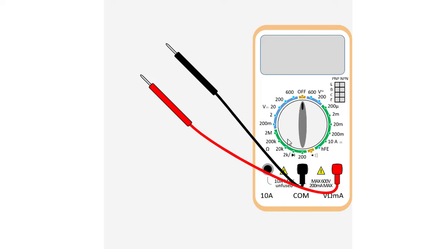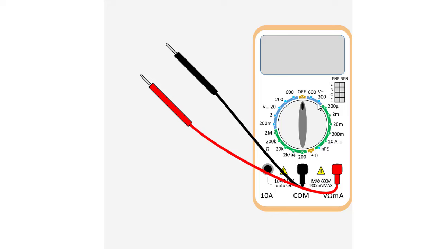In this video, we will see how we can use a multimeter. So this is a multimeter and these are the two probes of this multimeter. And this is a knob or rotating switch, we can say. So here currently it is in off condition.